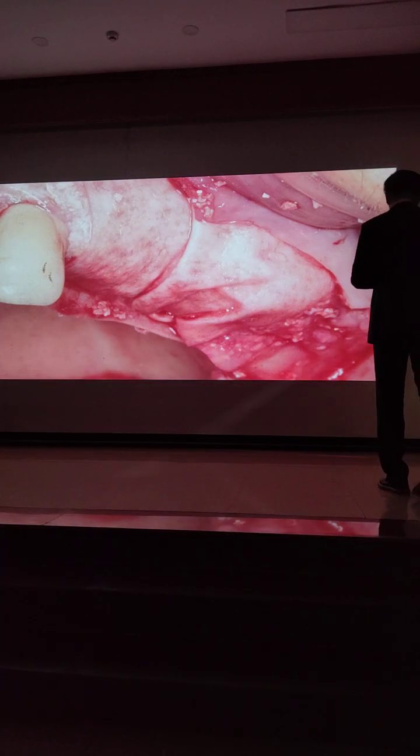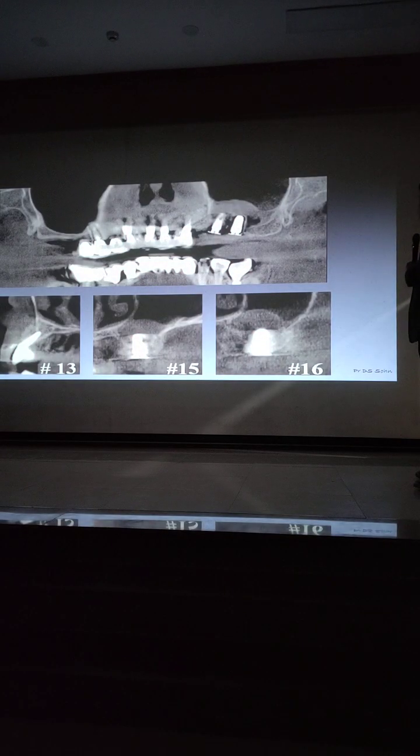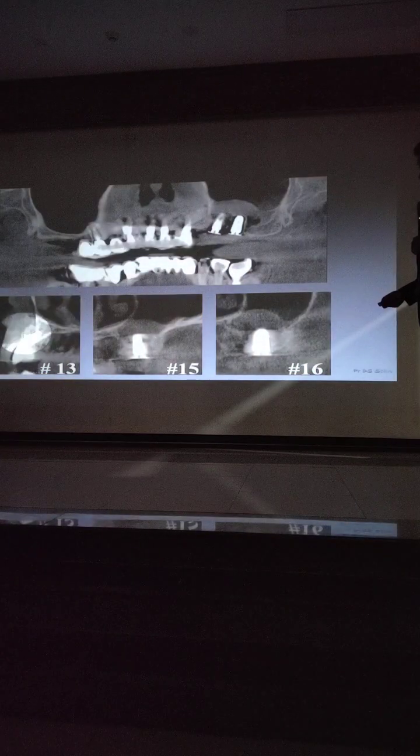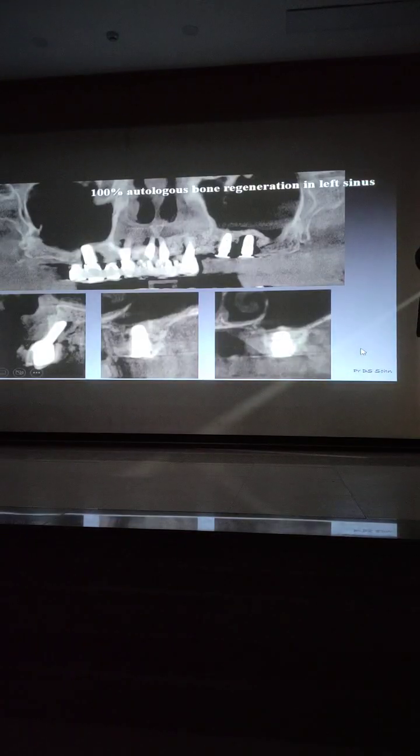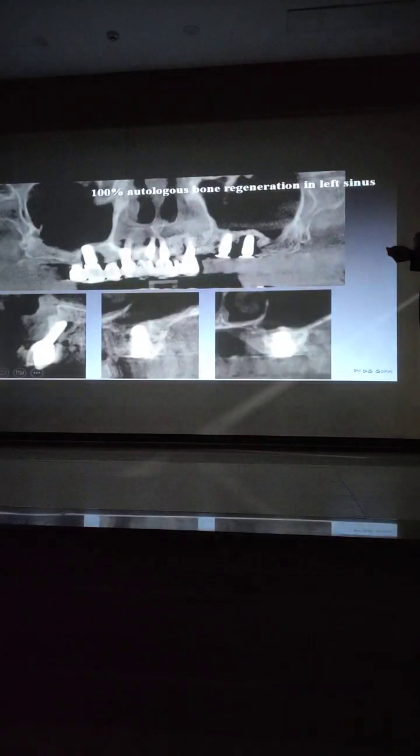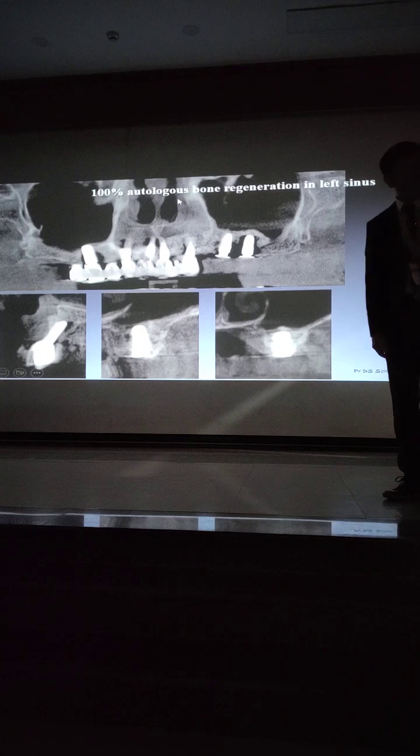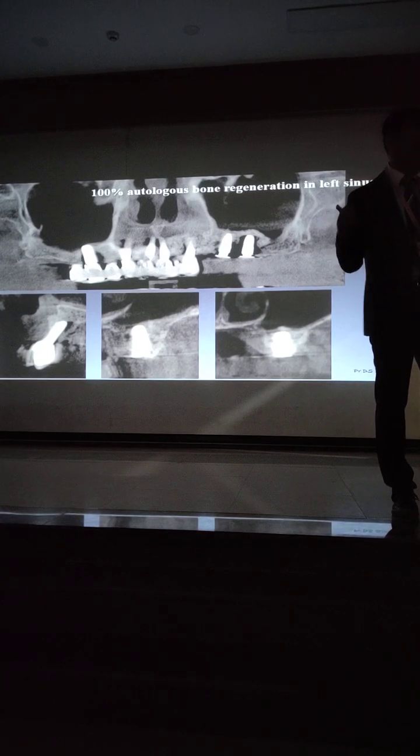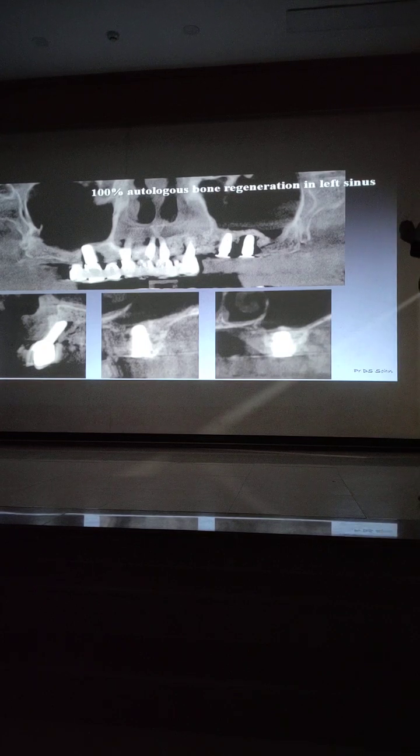A collagen barrier was placed over the bone, and the flap was closed. Here you can see the graft materials around the implant, and you can see the ridge here. Now, this is the 5-month CBCT showing 100% autologous bone regeneration in the site, no part of bone substitute on the site.